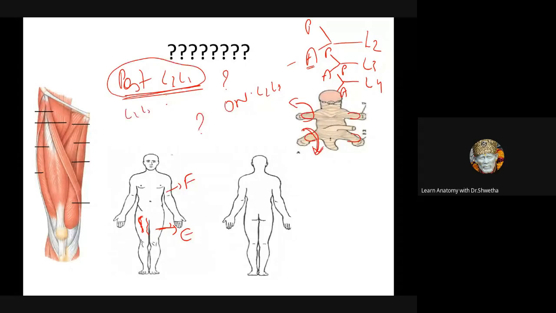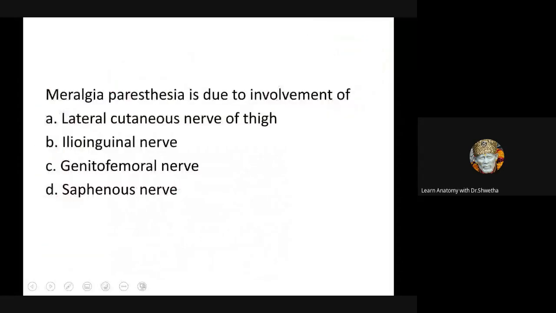Okay. Now comes your MCQ questions. Meralgia paresthetica is due to involvement of lateral cutaneous nerve of thigh, ilioinguinal nerve, genitofemoral nerve, or saphenous nerve. What's your answer? Lateral cutaneous nerve. Excellent. So that is correct.